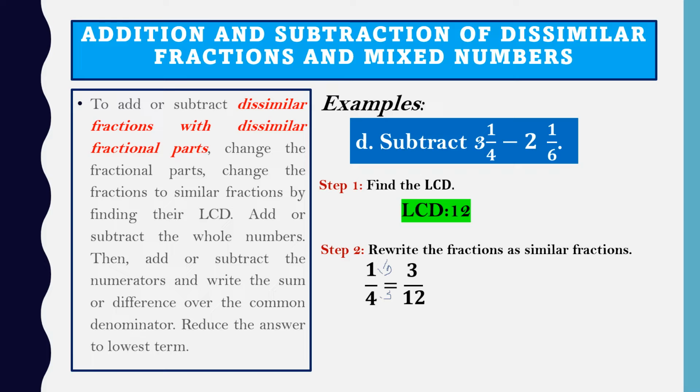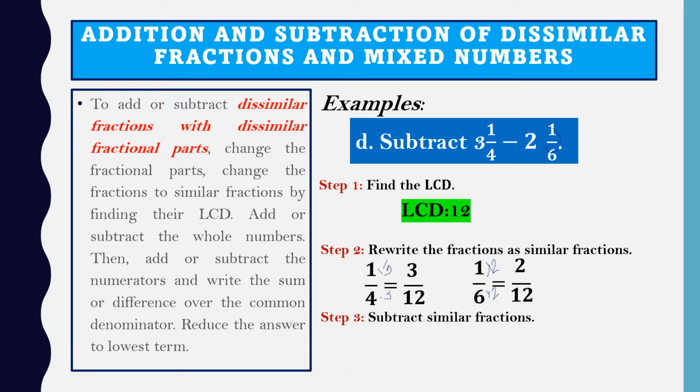And then our next fraction is 1 over 6. To make the denominator 12, we multiply by 2. So 6 times 2 is equal to 12. And the same for the numerator. 1 times 2 is 2 over 12. So they are already similar fractions.